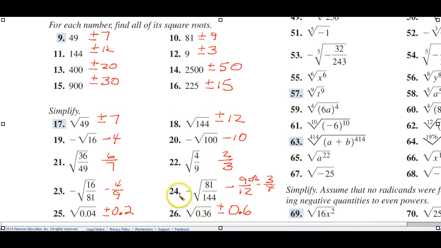Interestingly, in example 24, when we take the square root of that, we end up with this, which can be simplified into a negative 3/4. All right, if you have any questions, we're going to pause. This would be a good time to ask them.